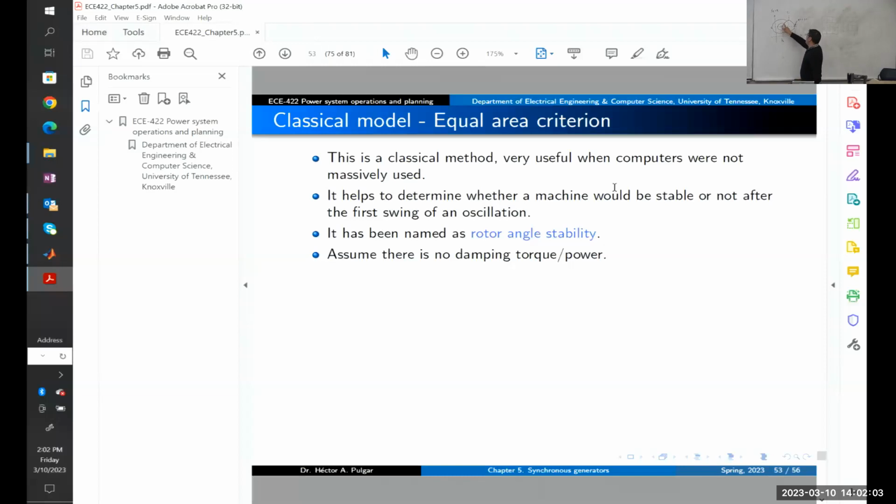If we make sure that from this point to this point, the system doesn't get any close to the saddle node, then we can guarantee that the machine will be stable. And that's a criterion that they use to determine whether we will have rotor angle stability or not. We're going to make an assumption to make things simple. And that assumption is that we don't have any damping torque or damping power.